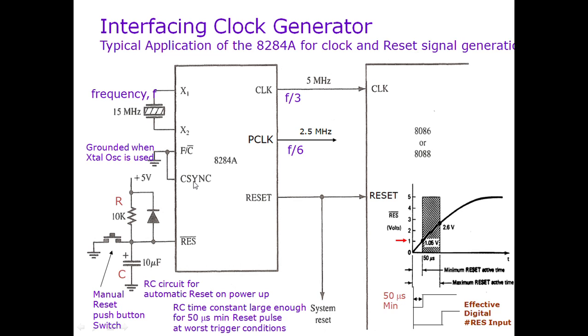This clock synchronization input is normally used in a multi-processing environment when multiple 8284A clock generators are connected with each other. And here we have a reset input. There is a reset push button, and also an RC circuit that generates the reset input. So in the 8086 and 8088 microprocessor, the clock signal is coming from an 8284 clock generator.